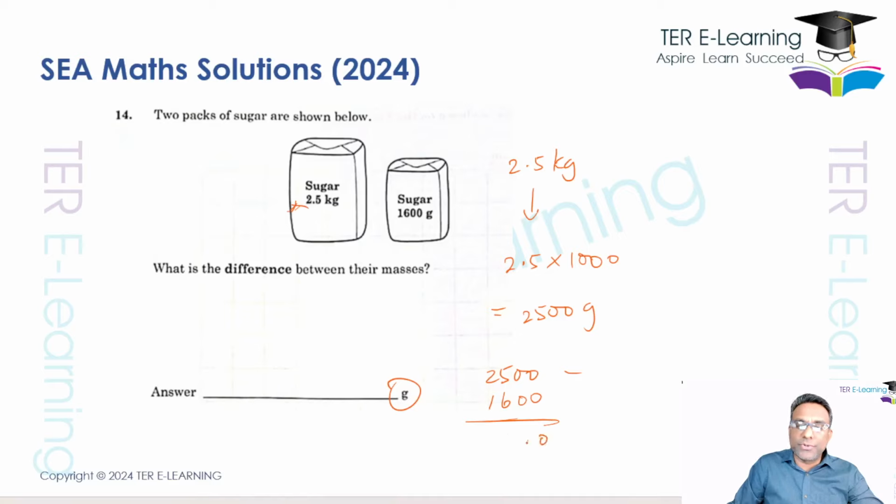Right, so 0 here, right? 25 minus 16 is going to give me 9. So therefore, the difference in mass is going to be 900 grams. That's it.